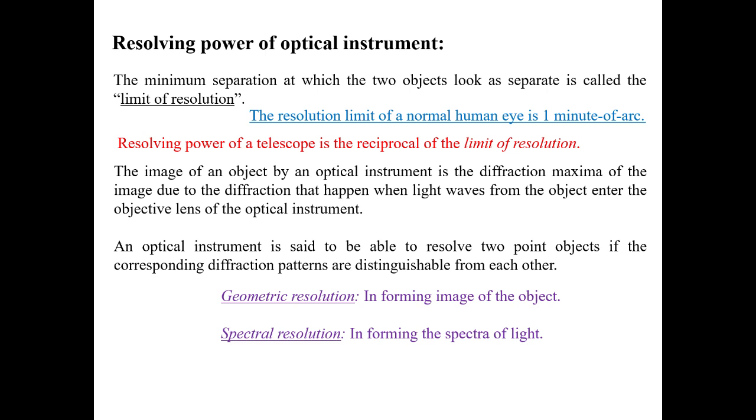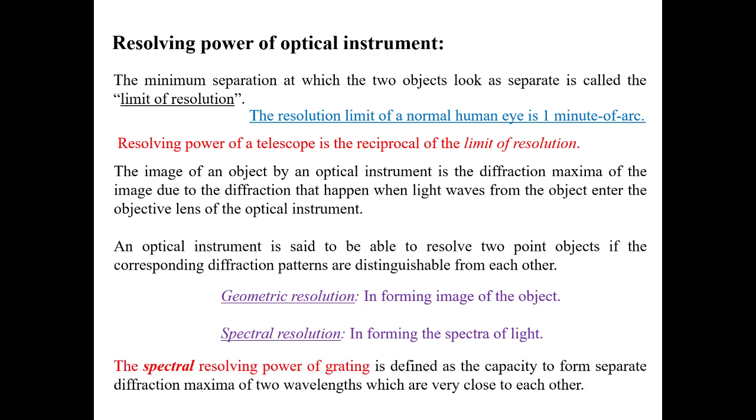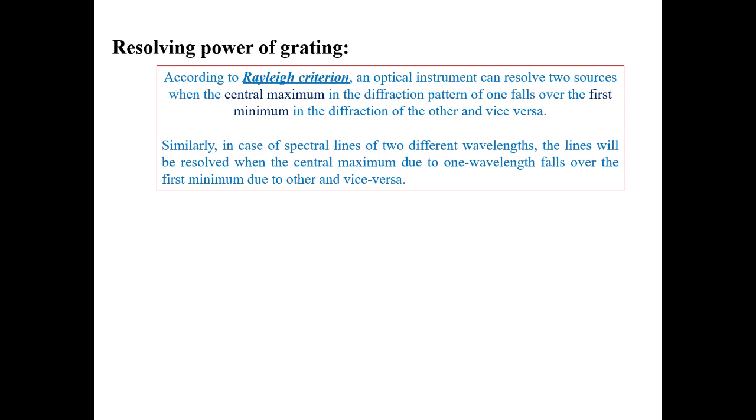One is geometrical resolution. We use this resolution in forming the image of an object. And the second is spectral resolution, which is used in forming the spectra of light. The spectral resolving power of a grating is defined as the capacity to form separate diffraction maxima of two different wavelengths which are very close to each other. To find the resolving power of any instrument, the Rayleigh criterion is used.